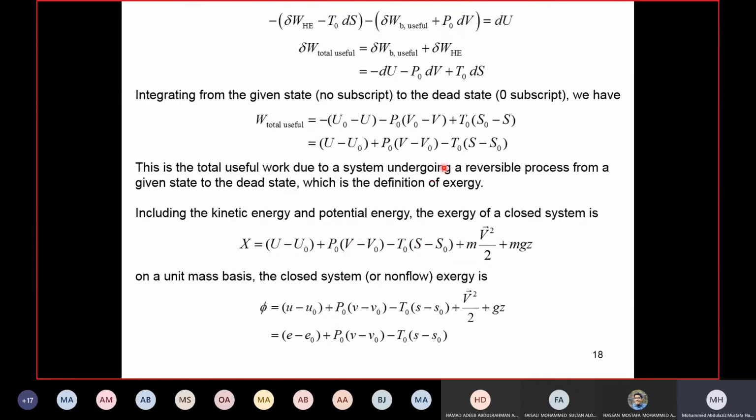And this term comes here from the analysis: T naught, S minus S naught, and then kinetic energy and potential energy. If you take this per unit mass, which we used to have, so I say the exergy per kilogram, this will be U minus U naught, P naught (V minus V naught), and the other terms there. Let me explain this. What is that? And how do you calculate this?